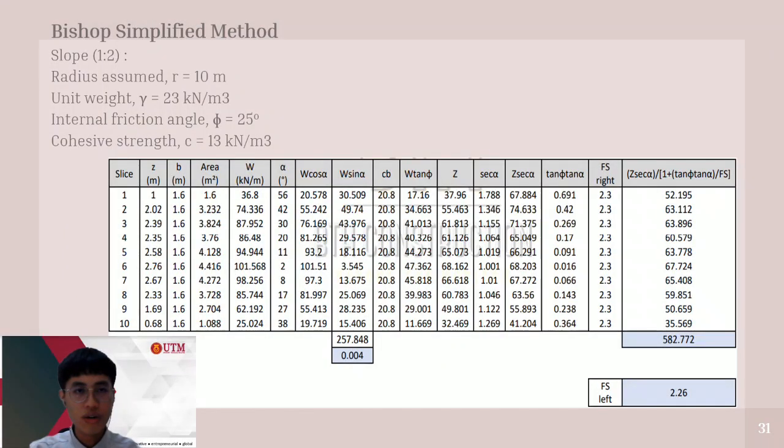The radius of the circular failure of the slope is assumed to be 10 meters, and the slope has been divided into 10 slices with a radius of circular failure of 10 meters. At the end, the factor of safety we get is 2.26, which is more than 1. Hence, the slope is stable.